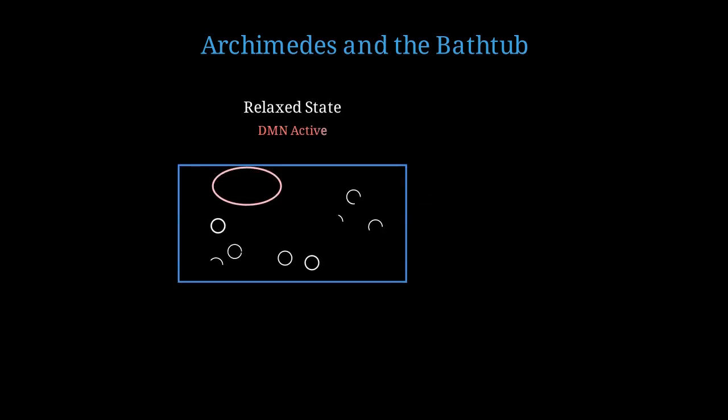The most famous eureka moment belongs to Archimedes. According to legend, he discovered the principle of buoyancy while relaxing in a bath. But what was happening in his brain? Archimedes was in a relaxed state, not actively trying to solve the problem. His default mode network was likely highly active, allowing spontaneous associations to form. When he noticed the water displacement, his salience network detected the relevance, triggering the insight.